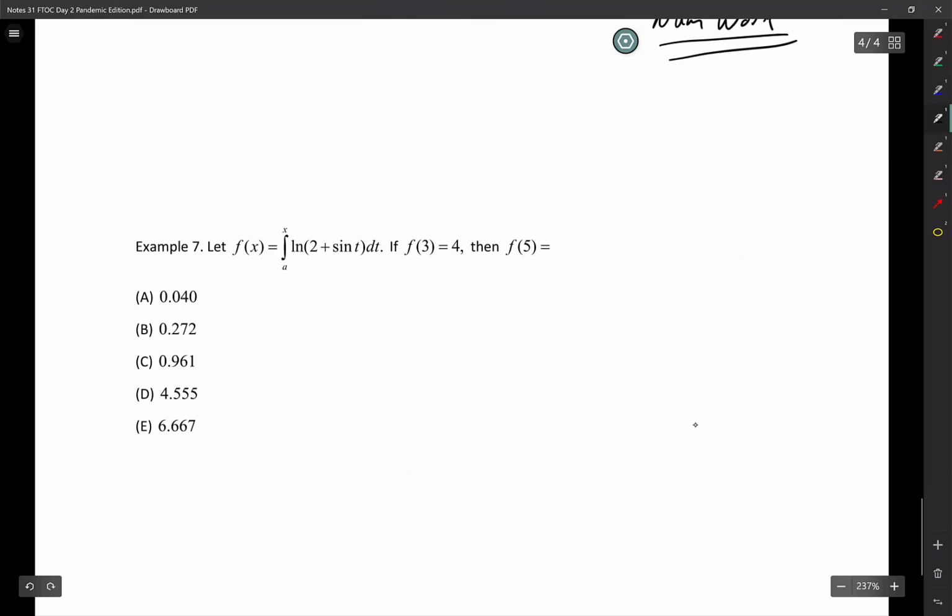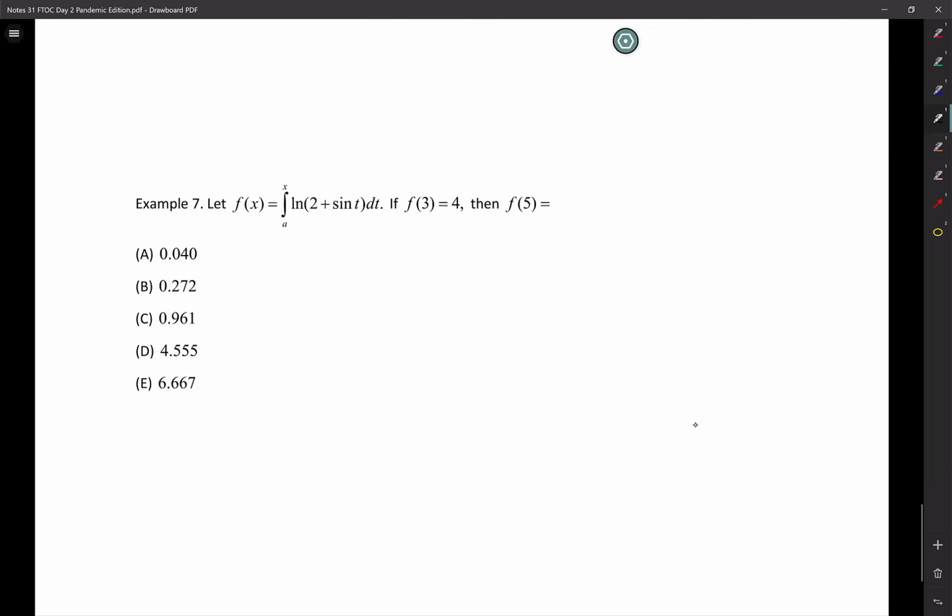Okay, look at this question here, guys. It is a calculator question. Let f of x equal the integral from a to x of ln of 2 plus sine t dt. If f of 3 equals 4, then f of 5 equals, here's how you do it. Take a guess. What do you think this a has to be? Three. Why? Okay, I'll help you. I'll help you.